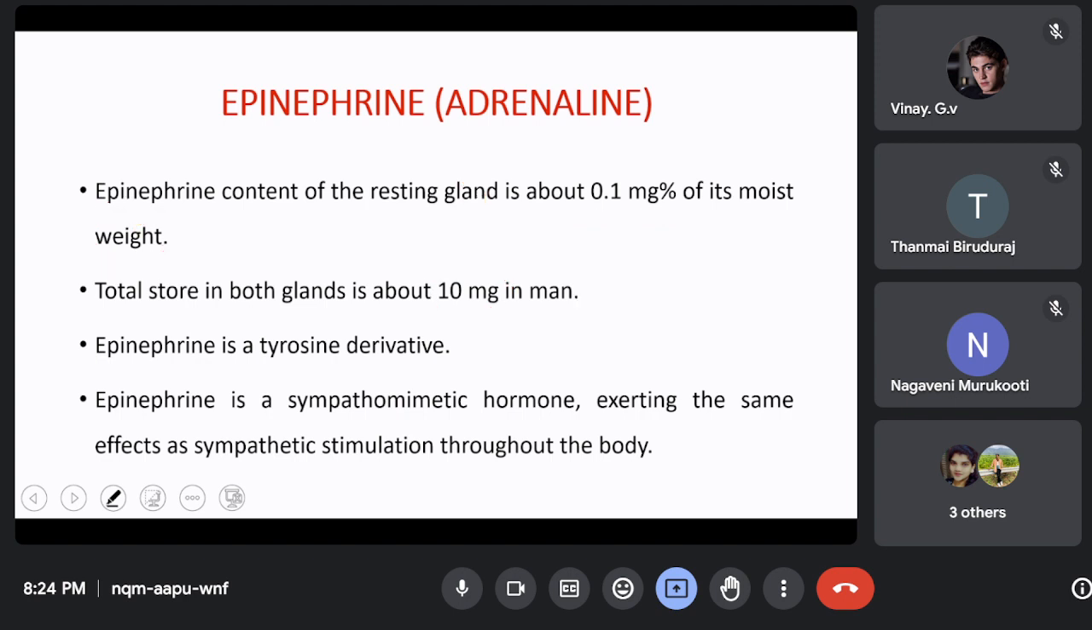So what they ask in the examination is, epinephrine is a tyrosine derivative. This is only for information's sake I have put here. Epinephrine is a tyrosine derivative. We already saw the pathway where epinephrine is produced, that is the end product in tyrosine metabolism. And the second one is, epinephrine is a sympathomimetic hormone.